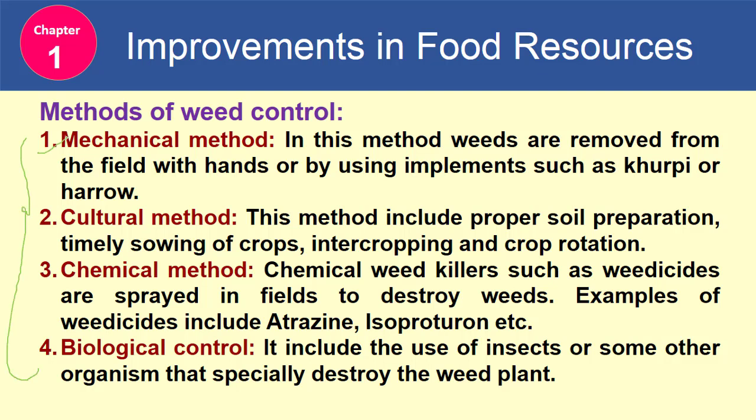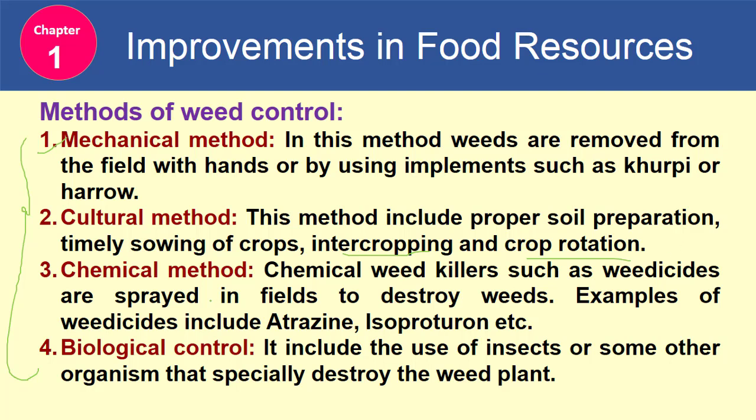First is mechanical method. In this method, weeds are removed from field with hands or by using implements such as khurpi or harrow. Second is cultural method. This method includes proper soil preparation, timely sowing of seeds, intercropping and crop rotation. I have discussed it earlier, intercropping and crop rotation.